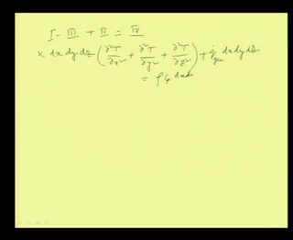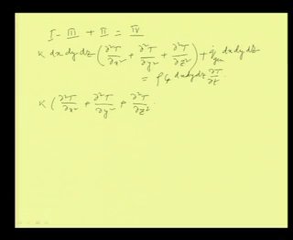Rho Cp dx dy dz into del T by del t. Now, if we divide all sides by dx dy dz, the volume element, what we get is k into del square T by del x square plus del square T by del y square plus del square T by del z square plus q dot gen, where q dot gen is equal to rho Cp into del T by del t.